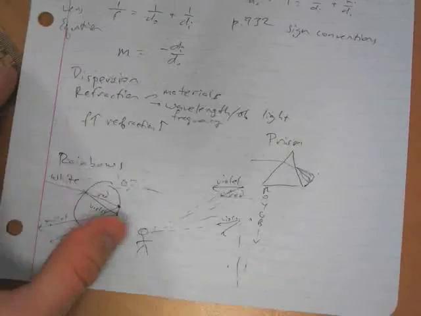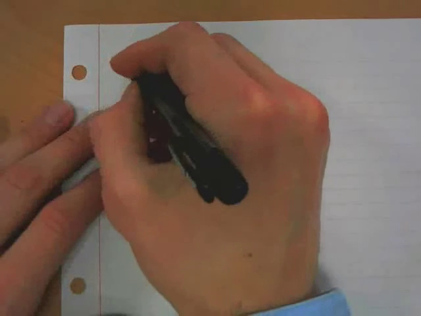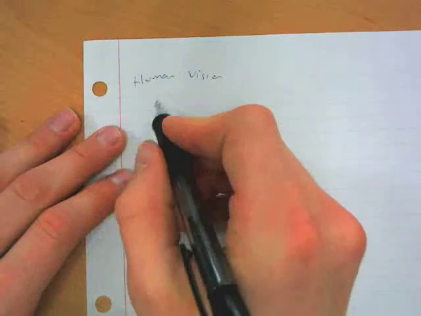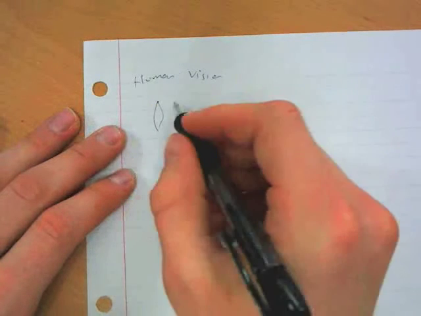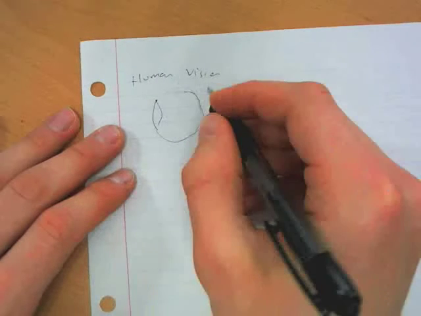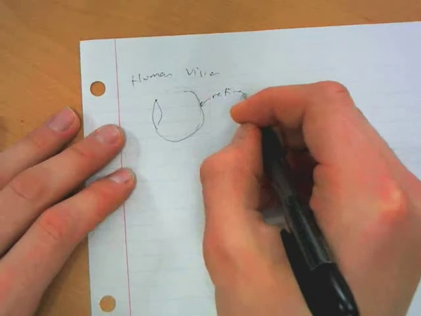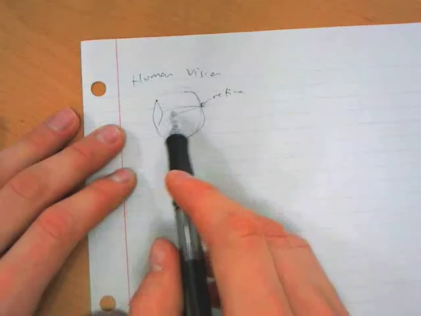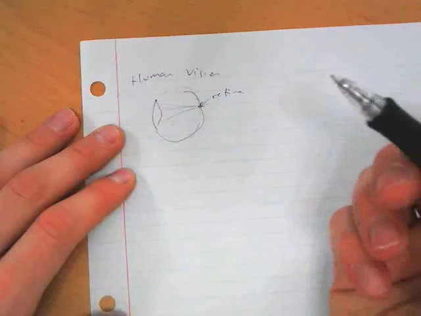Another important application of lenses, the book talks more about this in chapter 27, but we're not going to do chapter 27, so I wanted to discuss it now, is just human vision in our eye. So the way our eye works, basically the front of our eye acts as a lens, and in the back of our eyeball is what's called the retina. This lens focuses the light coming into our eye, and it forms an image on our retina.